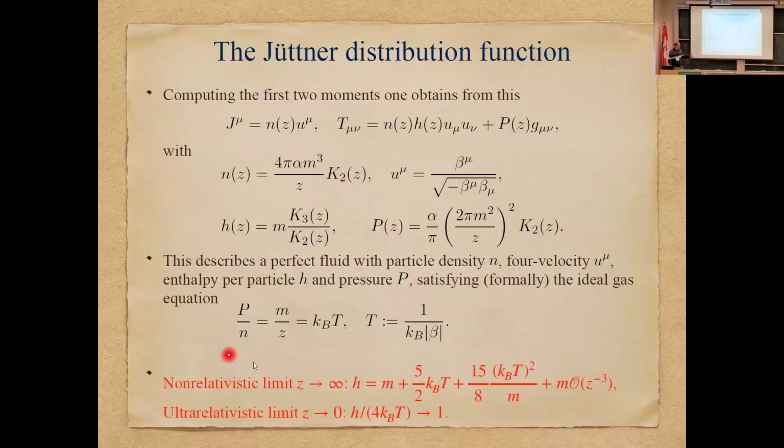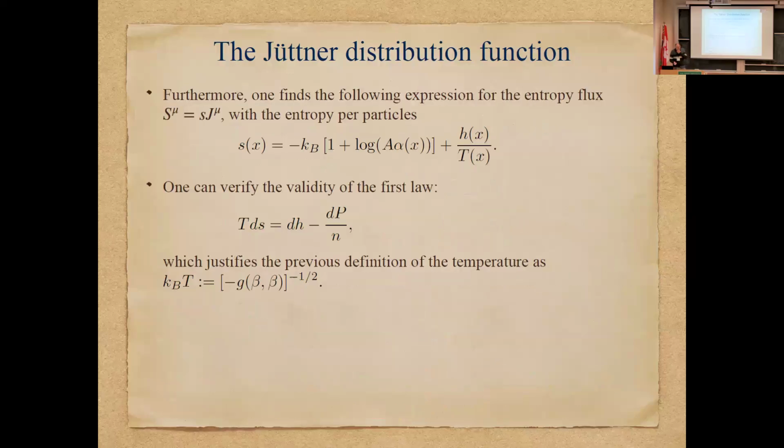So these are like the Newtonian expressions that you find in any book on just a simple gas, and this 15/8 (kBT)^2 over m would be the first relativistic correction. Well, not GR, the first relativistic correction. And you can also look at the ultra-relativistic limit. When the temperature is very high, H goes like 4 kBT.